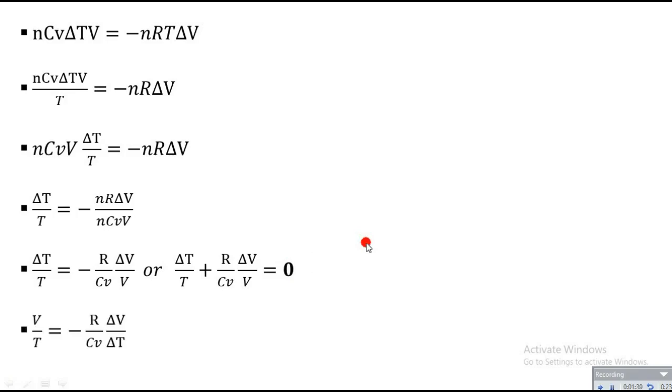So then we have this equation. We can get this V here, that means V over T, and push this dT here. V over T is equal to minus R over CV dV over dT.